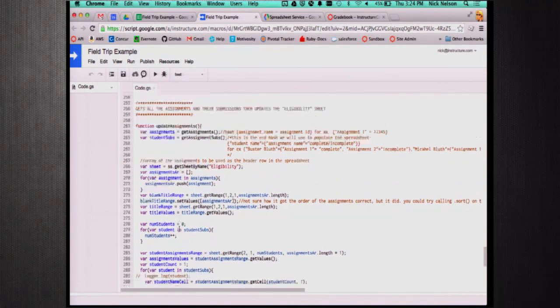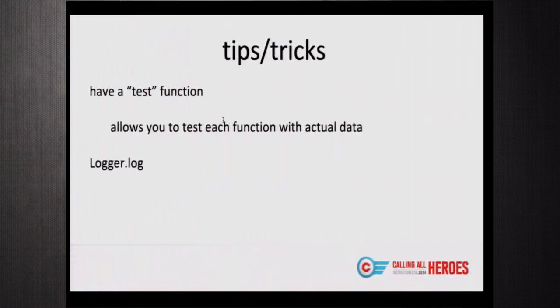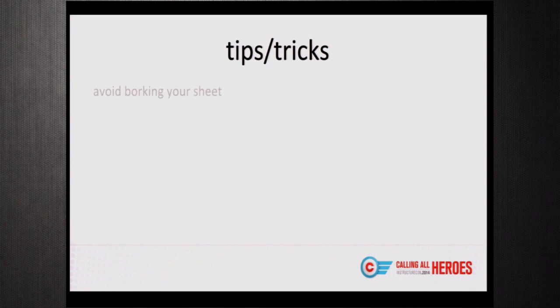So you're going to need to use this logger.log. I've commented out, I think, most of them, but logger.log, and then just pass in whatever you want. And then you can come up here to view, and you can see the execution transcript or the logs. That way you can see kind of what's going on. Again, minimizing calls to get or set information, kind of like what we talked about. Again, you have a 5-minute time limit for your script to run.